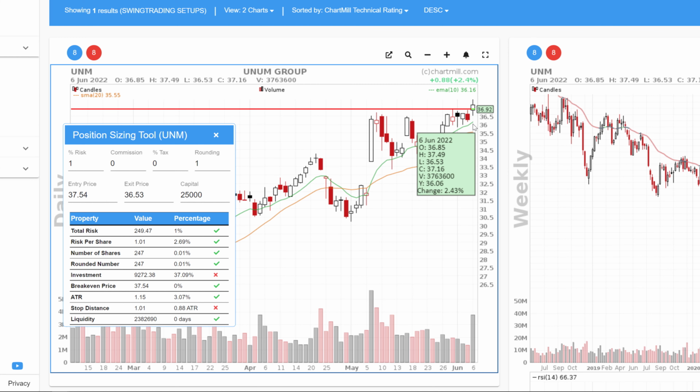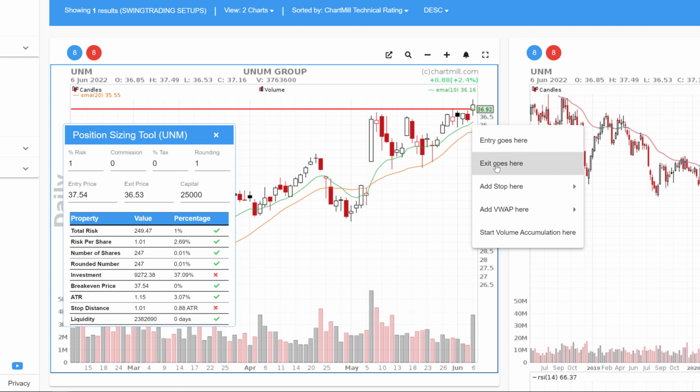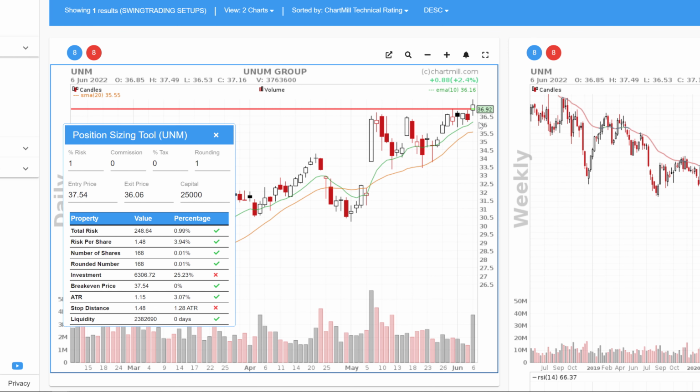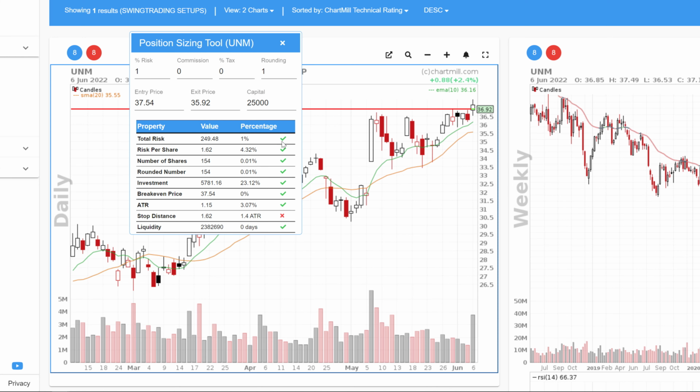My exit price at first, exit goes here just below the 10 period exponential moving average. So exit price now is set at 36.06. I'm going to change this to 35.92, just below 36. So all the check marks you get. Total risk is 250, which is 1% of the total available trading capital, $25,000 or euros, it depends. My risk per share is 1.62, which is the difference between my entry and my exit price.